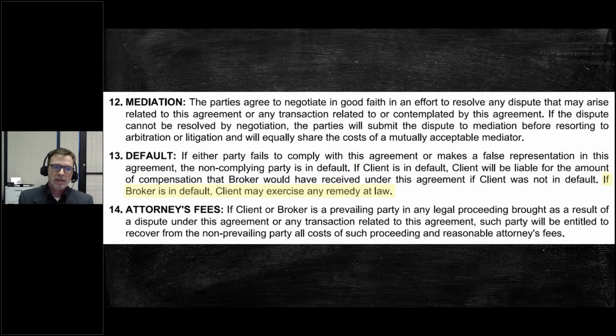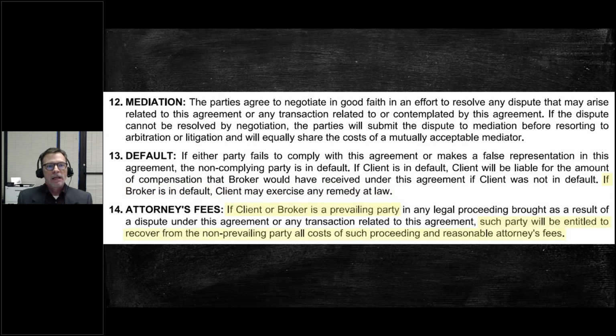If the broker is in default, client may exercise any remedy at law, which is just legal speak for they can get whatever a judge or a jury will give them. So the recovery for the broker is limited to whatever they would have gotten under this agreement. For the client, the recovery potentially is whatever they can get within the bounds of the law.